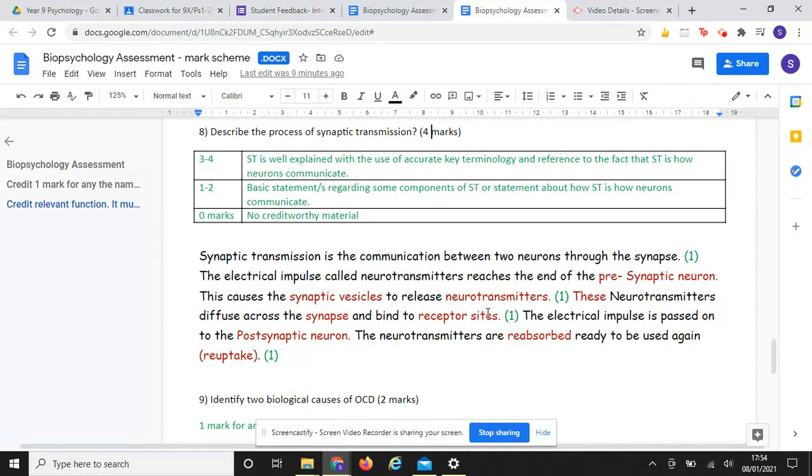So remember, we're posting a message, we're posting something through, so this goes through the other neuron. This electrical impulse is passed to the postsynaptic neuron, and the neurotransmitters are reabsorbed and ready to be used again, and that is known as reuptake. If you have keywords like presynaptic neuron, synaptic vesicle, synapse, receptor site, postsynaptic neuron, you are getting those higher marks because you're using accurate key terminology, and you're using it properly as well. So that's how you get that mark.